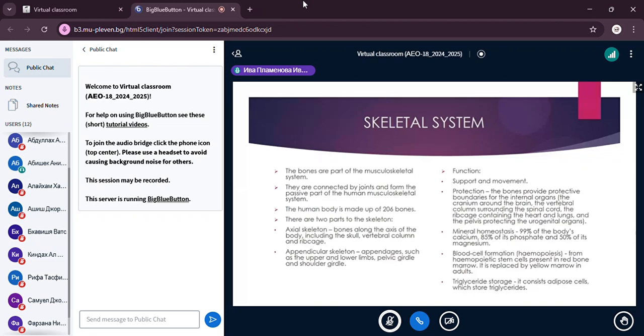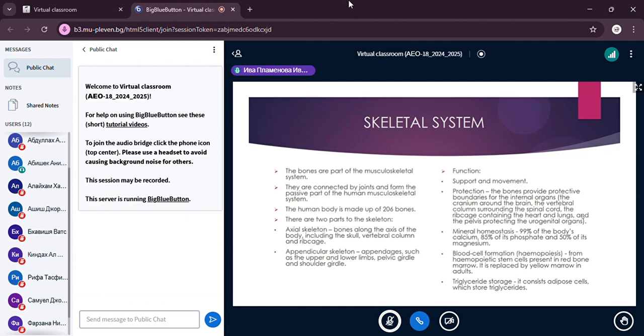Cytology, but I will say a few words about it now. You know that the bones are part of the musculoskeletal system. They are connected by joints and form the passive part of this system. The human body is made up of 206 bones. We have two parts of the skeleton, axial skeleton and appendicular skeleton, such as the upper and lower limbs.